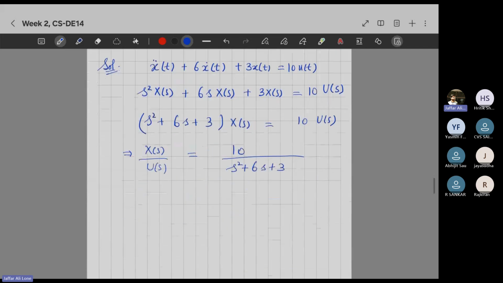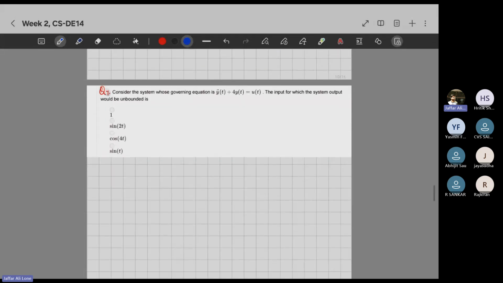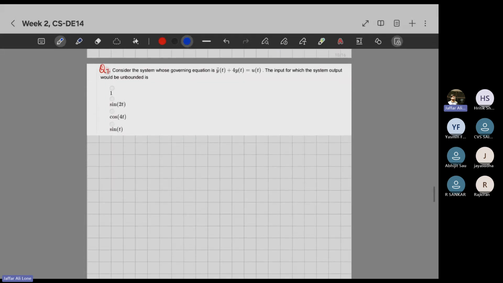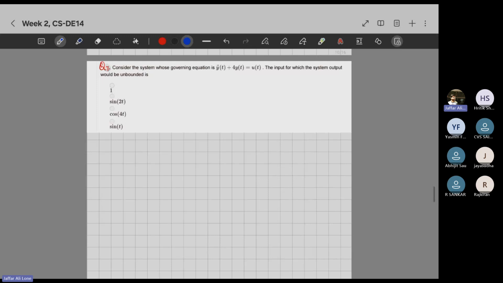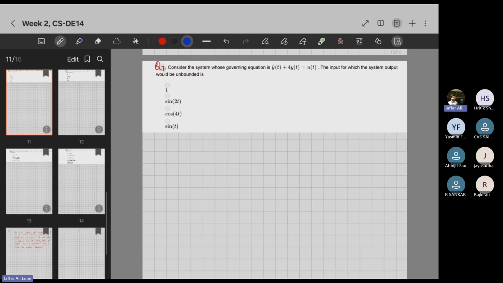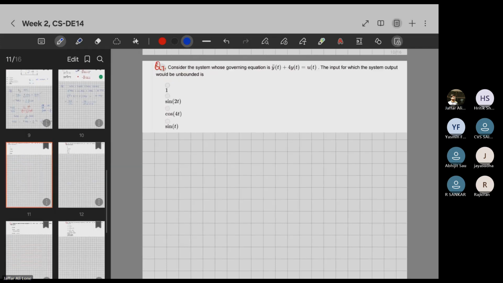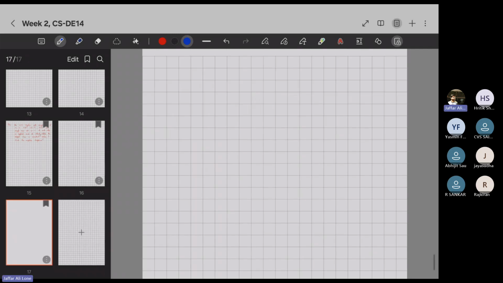So let's move on. I hope you will now be able to solve these transfer function questions easily, because there are not many and not difficult ones in your assignment. But now what is important is stability. I'll first explain it and then we will solve the questions.